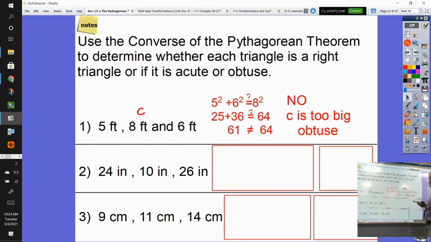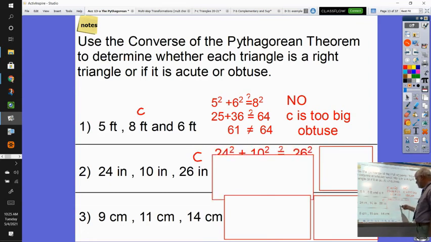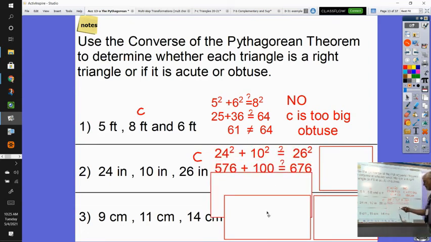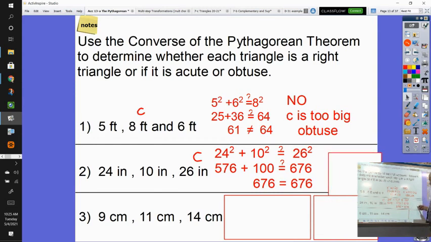Number 2, identify the hypotenuse. Substitute into the Pythagorean theorem. This side comes out to 676. This side, 26 squared, is 676. a squared plus b squared is equal to c squared, which means it is, yes, a right triangle.